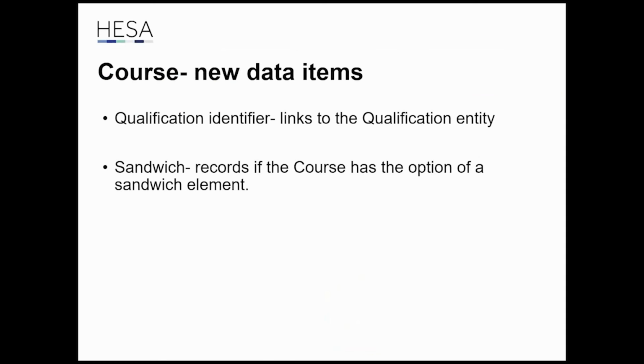And finally, the sandwich field. This sits on the course entity, as I've said, and it records whether or not that course has the option of a sandwich element, so sandwich placement, and whether that is a thick or thin sandwich. It doesn't necessarily mean that every student on that course will complete a placement. It's saying that there's the option of that placement, and it's at the student level where it would be recorded which students did and did not complete that placement. So this just says this course has the option of a sandwich placement. So those are all the fields that sit on the course entity itself.